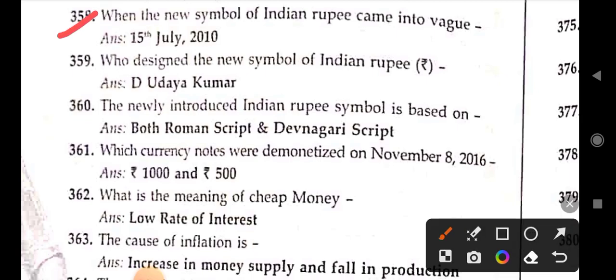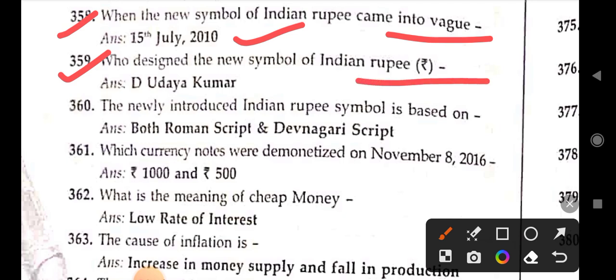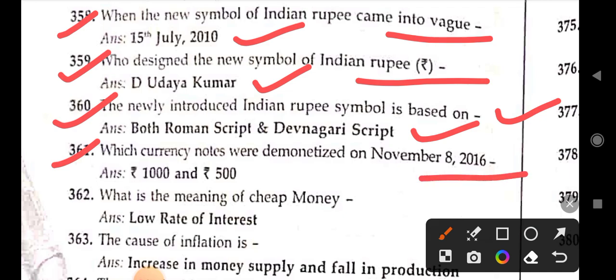Next, when did the new symbol of the Indian rupee come into vogue? 15 July 2010. Who designed the new symbol of the Indian rupee? Dr. D. Udaya Kumar. The newly introduced Indian rupee symbol is based on both Roman script and Devanagari script. Which currency notes were demonetized on November 8, 2016? 500 and 1000.